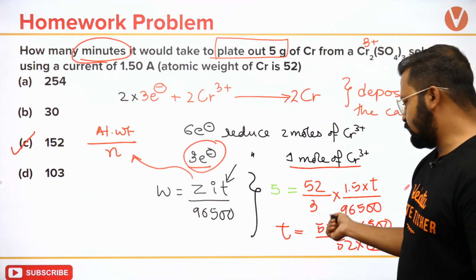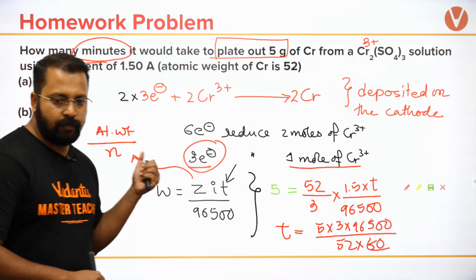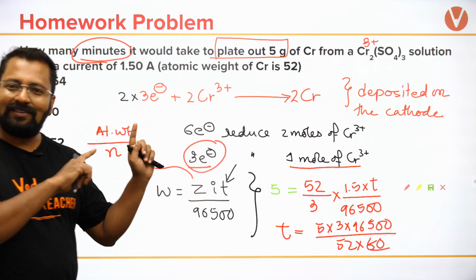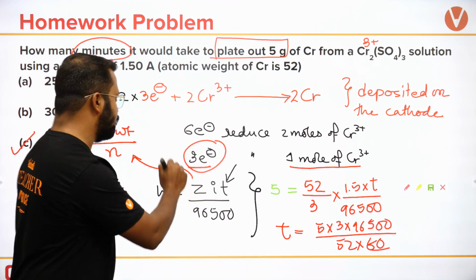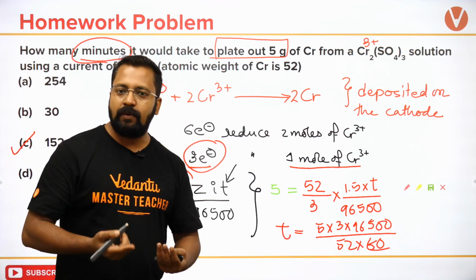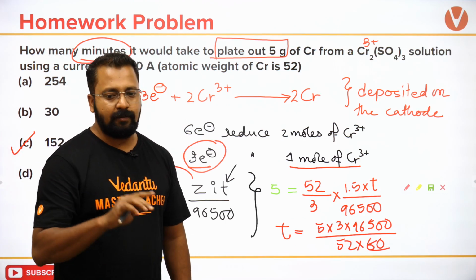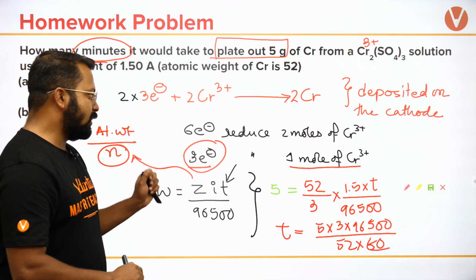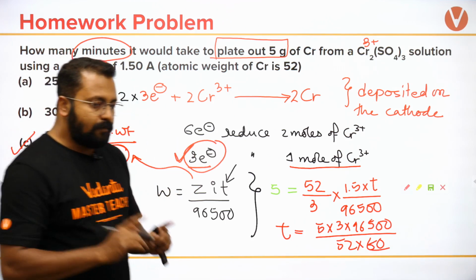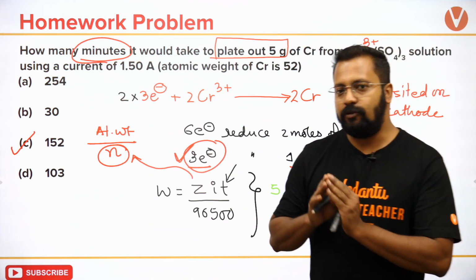Are you getting this answer? You should be getting this. The right answer turns out to be C. Is this clear? Very simple question. However, this question involves the usage of n. N को यूज कर रहे हैं हम, और n कैसे निकालेंगे किसी भी रिएक्शन में? 1 मोल ऑफ आयन को रिड्यूस या ऑक्सीडाइज करने में जितना इलेक्ट्रॉन्स लग रहा है, that is giving us the value of n.